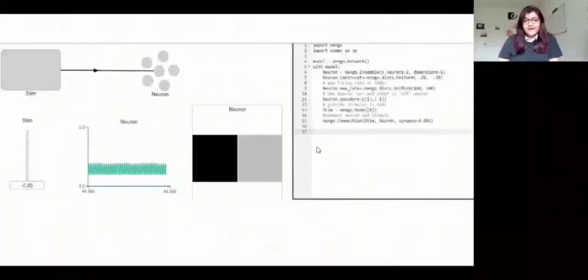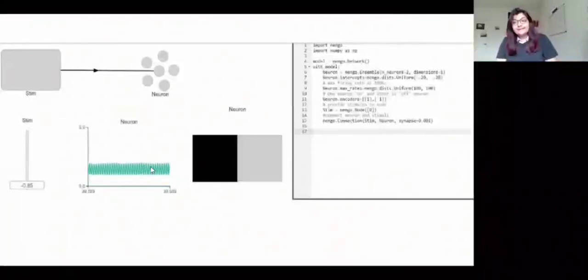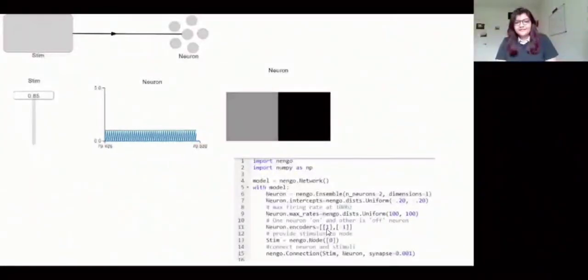Now this is the second part, where the stimulus is minus 0.85, which is completely the negative of what we gave in our previous run. And you see only the left-hand side neuron is activated and the other is fluctuating. So this is one simple example I have created using the Nengo graphical user interface.